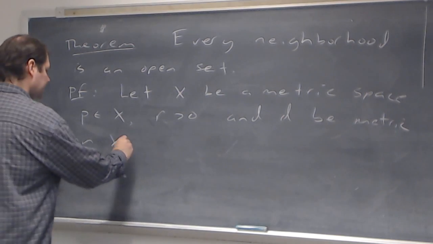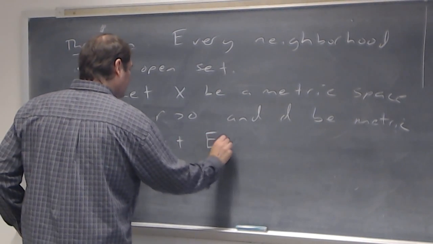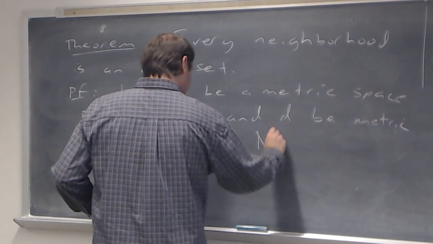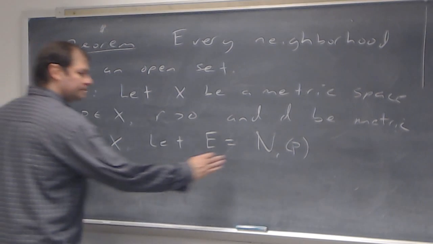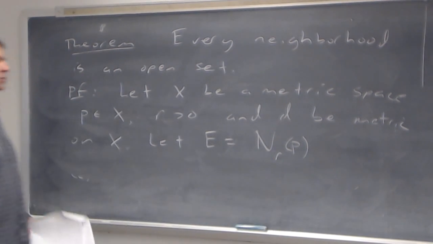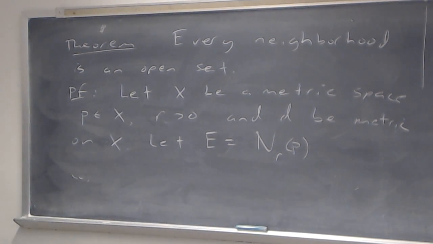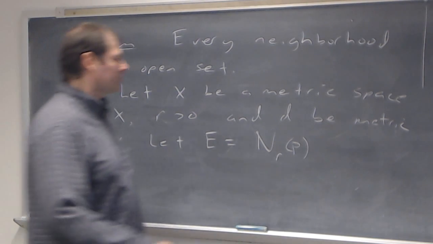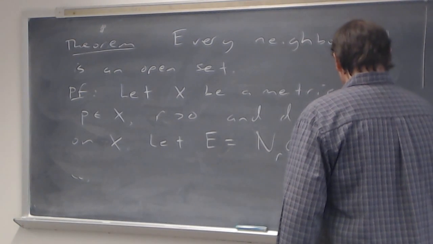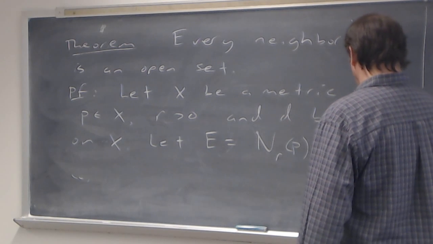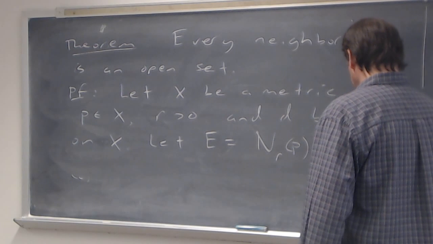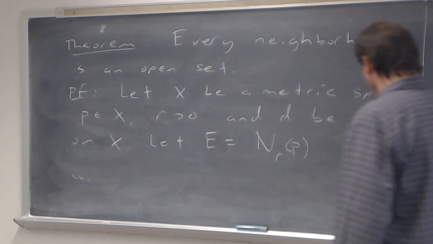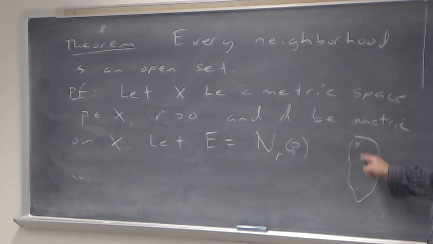Okay. Let E be equal to the neighborhood of P with radius R. And what we're going to do is show that this is open. So pictorially, this is my space X. It looks like this. This is a point in it. Here's the neighborhood about it. That consists of all the points of X whose distance from P is less than R.